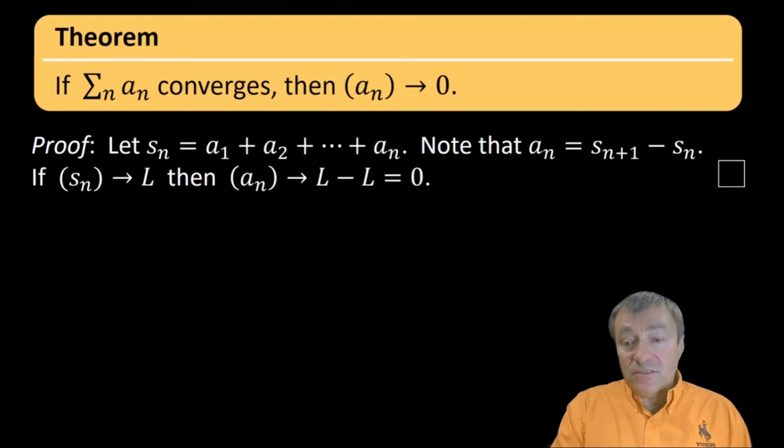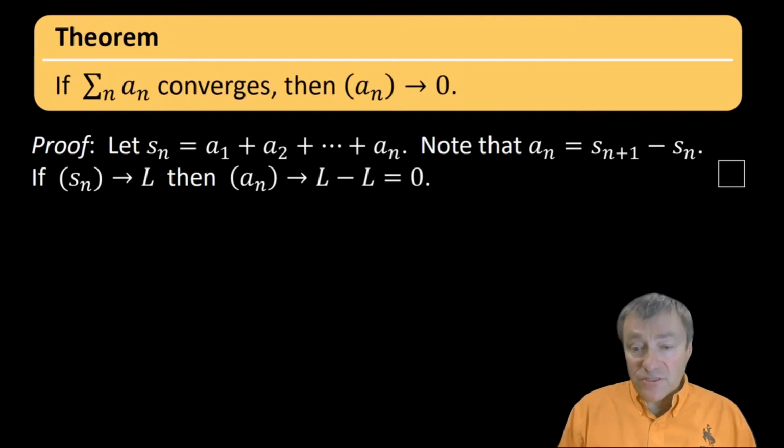Our hypothesis is that the series converges. That's to say, the sequence of partial sums converges, let's say to L. Now, using our rules for limits of sequences applied to the identity on the previous line, both Sn and Sn plus 1 have the same limit, L. So the limit of An is L minus L. That's 0, and that's our proof.